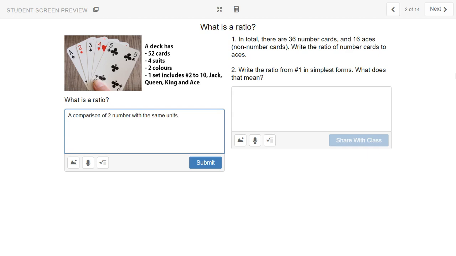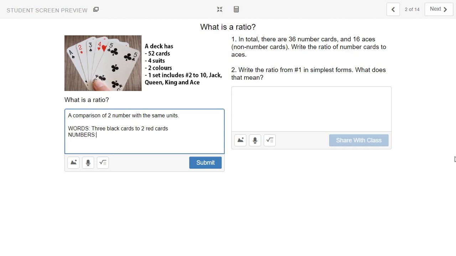Now, we can use words to compare things, or we could use the math symbol colon. So, for example, I could say, based on this hand, we have three black cards and two red cards. So I could say three black cards to two red cards. This is using words to express the ratio.